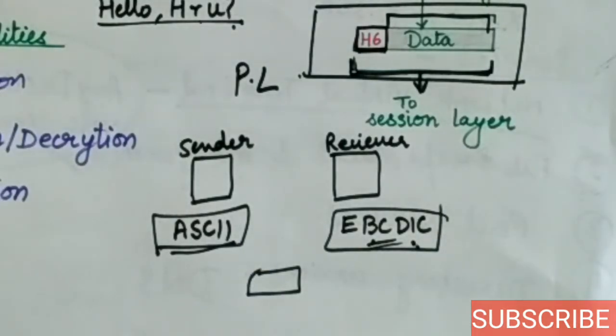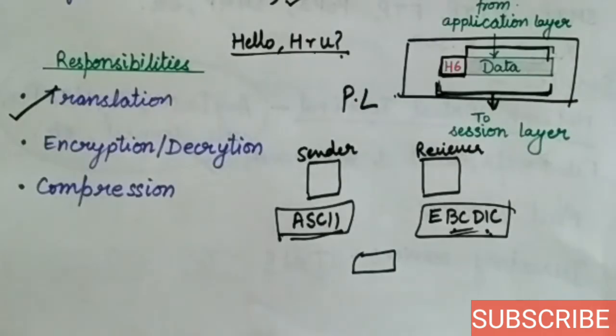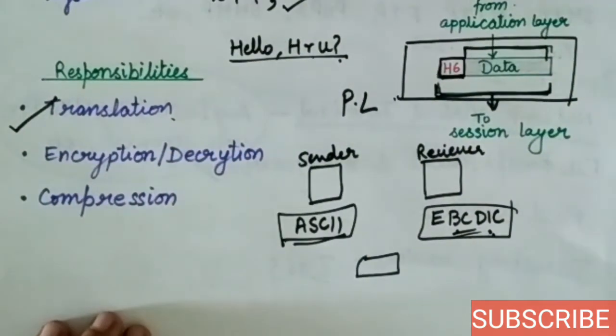It is like if I speak and understand only Hindi and you understand Tamil, then there must be a translator to translate Hindi to Tamil or Tamil to Hindi for us to communicate and understand. So this translation is being done at the presentation layer.